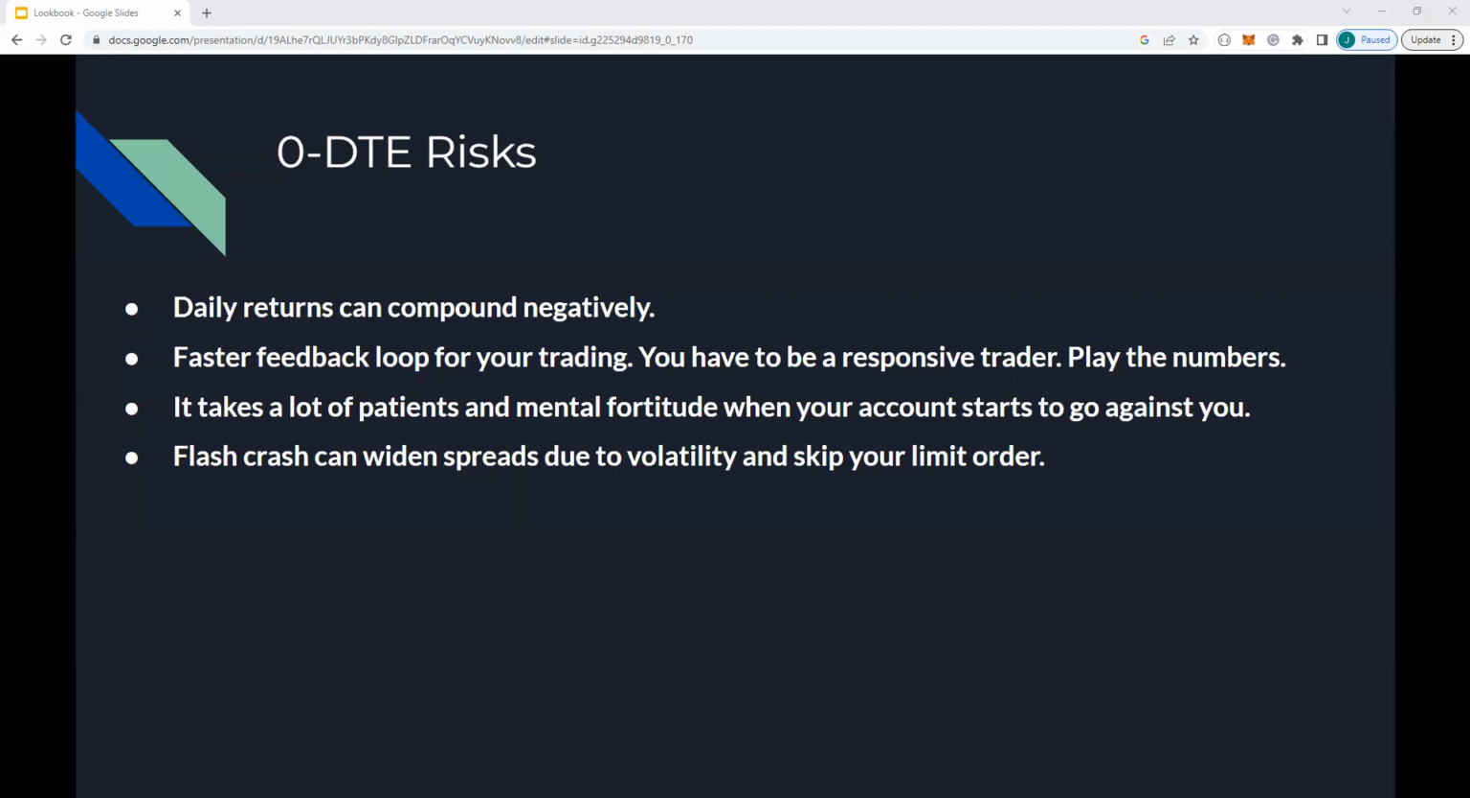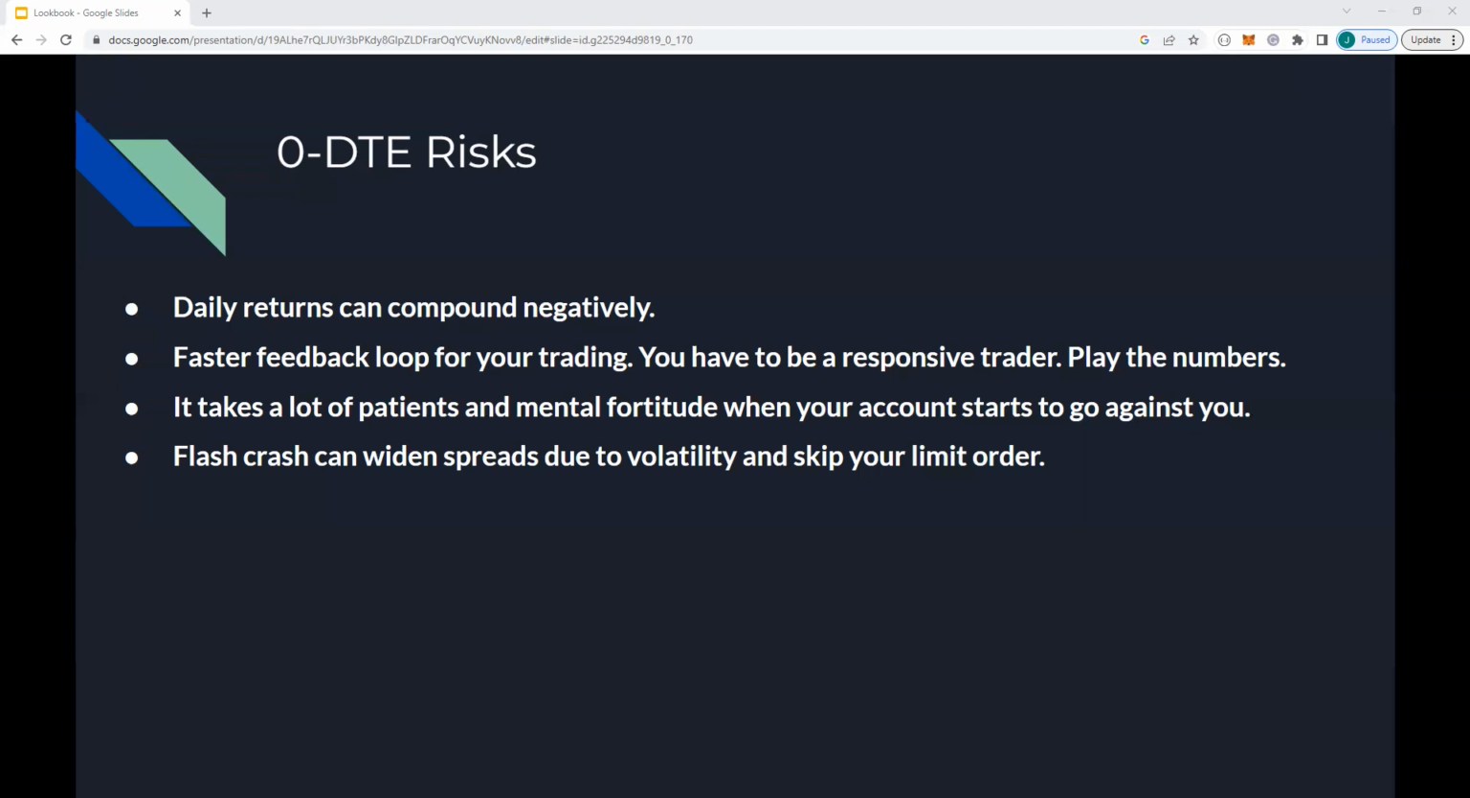It takes a lot of patience and mental fortitude. You're going to see a lot of swings in your account, and that's just the nature of trading daily. You're going to get those. Again, that's just part of the faster feedback loop too. If you have 3 losers in a row, it's going to look worse than having 3 losers over the course of 30 days, where you can kind of offset those with other trades.